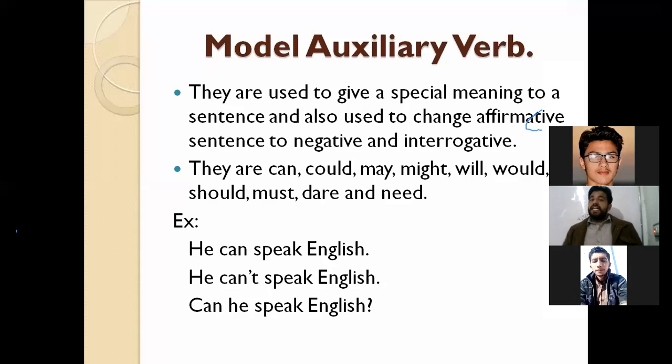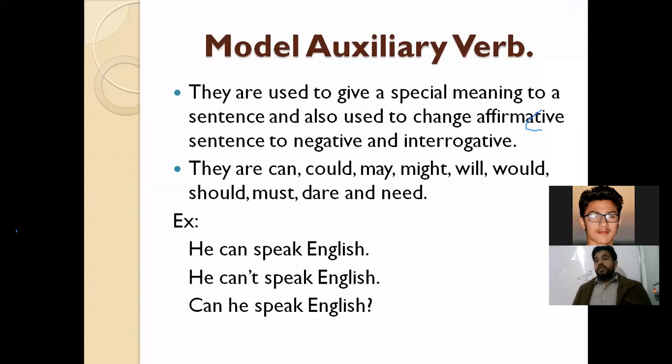And second, it does not need any other helping verb to change an affirmative sentence to negative and interrogative. Like we say, he can speak English. For the negative sentence we say, he can't speak English. So he can't speak English means we change this sentence to negative without the help of any other helping verb. We only add not at the end of can, and it becomes a negative form.